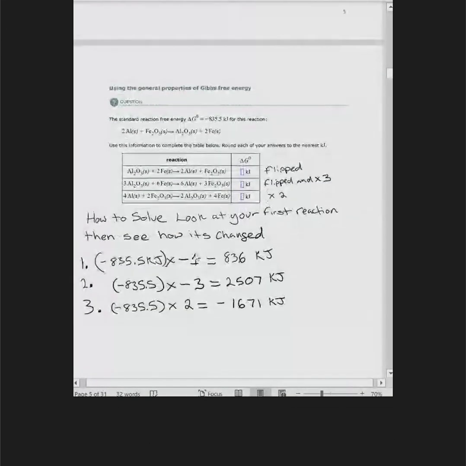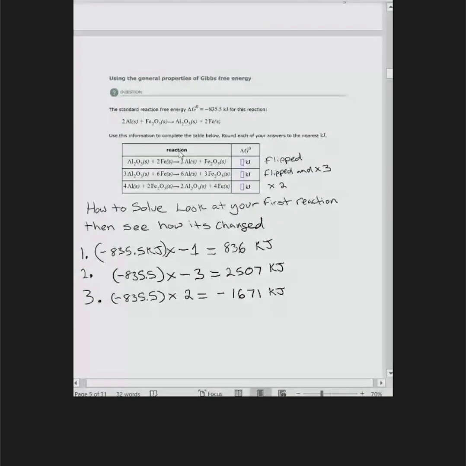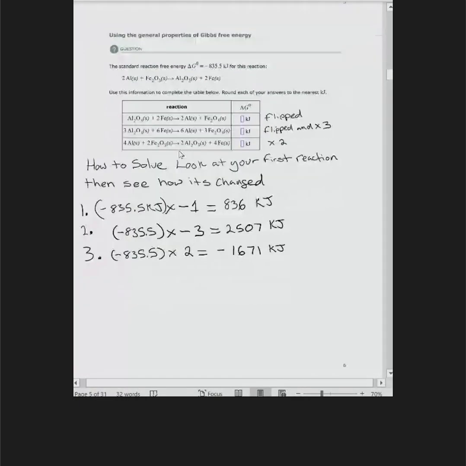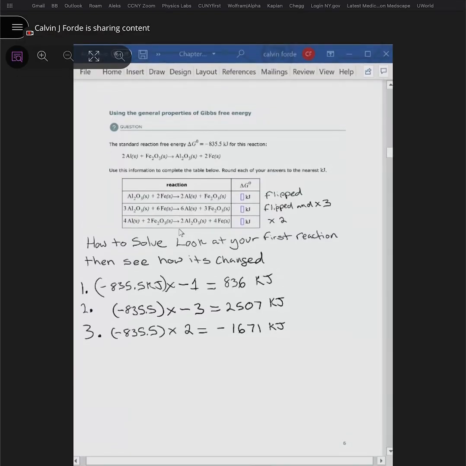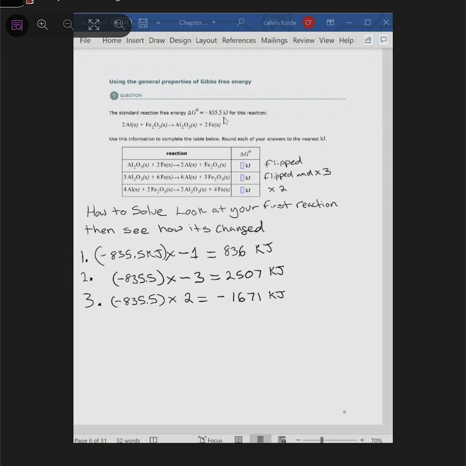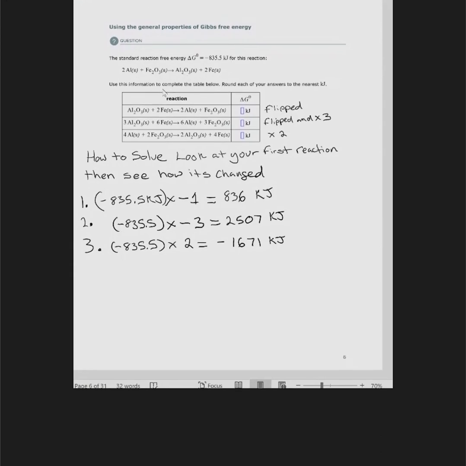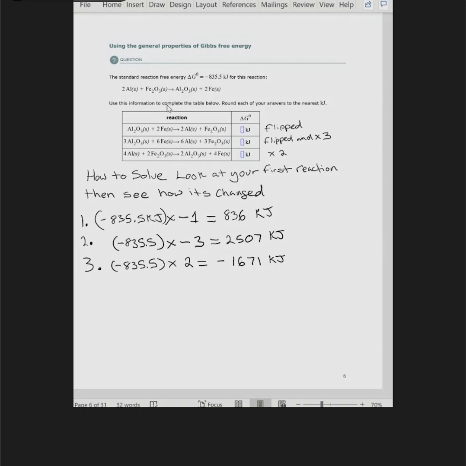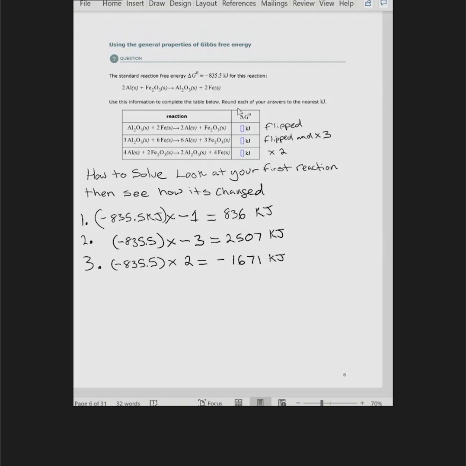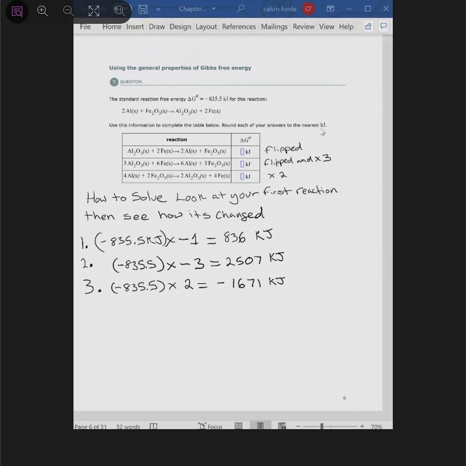Okay. So this is another question that you guys hopefully did in 103. So it should look familiar. So standard reaction free energy delta G is negative 835.5 kilojoules for this reaction, right? Use the information to complete the table below. Round each of your statements to the nearest kilojoule, right?